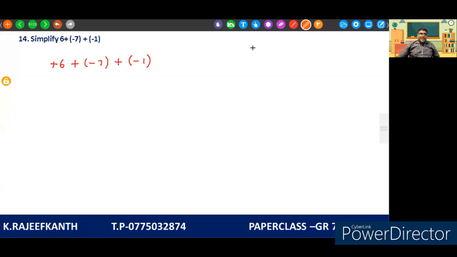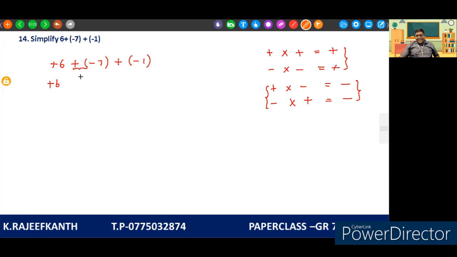How can we reduce? Here you have to know, when we are multiplying same signs, we get positive. So minus into minus is plus, plus into plus is plus. Plus into minus is minus, minus into plus is also minus. When we multiply different signs, we get minus, right? Here plus 6, there are two signs near the next number, so we have to multiply these two signs. This way is very easy to simplify, right?